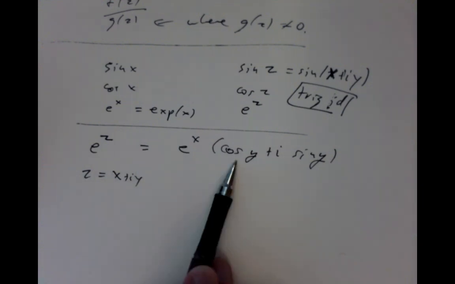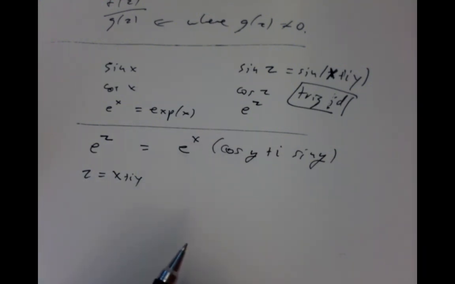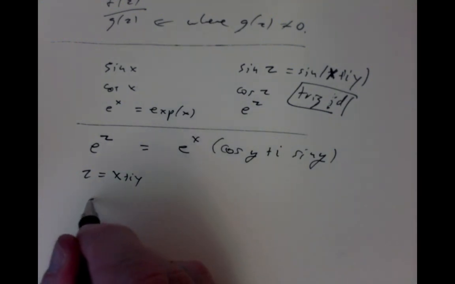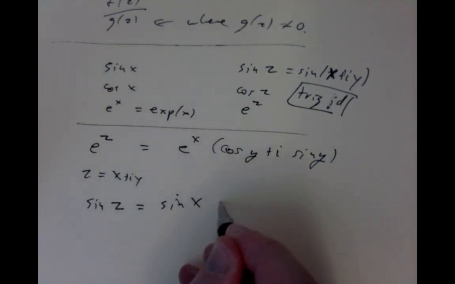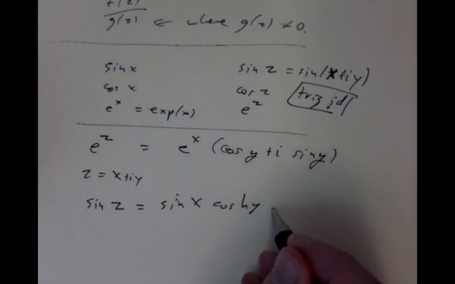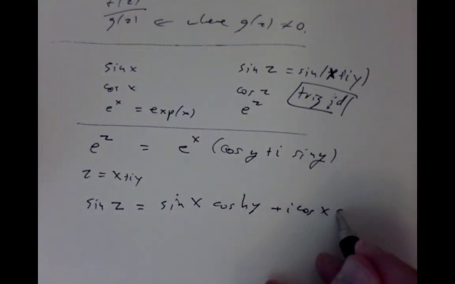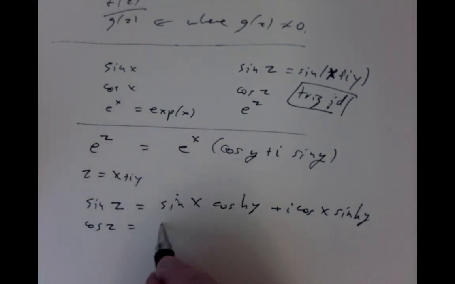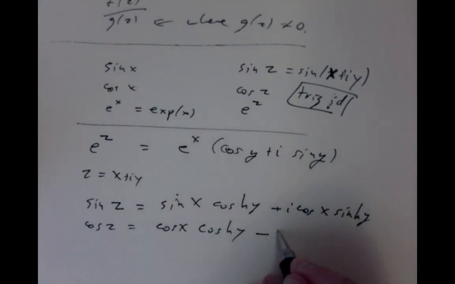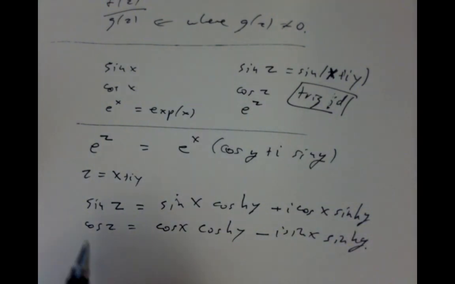Now, I haven't really justified why that should be the right answer, but it's possible to convince yourself that this is the right answer with some work. So we can also define the sine of a complex number to be the sine of its real part times the hyperbolic cosine of its imaginary part plus i times the cosine of its real part and the hyperbolic sine of its imaginary part. And the cosine, by a similar story, is cos x hyperbolic cosine y, minus i sine x hyperbolic sine y.